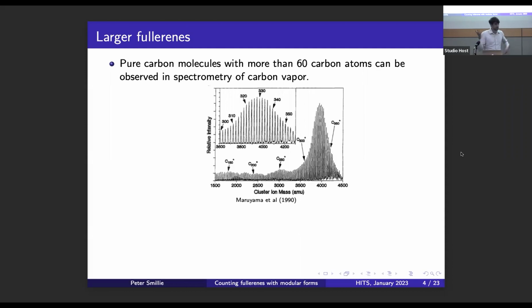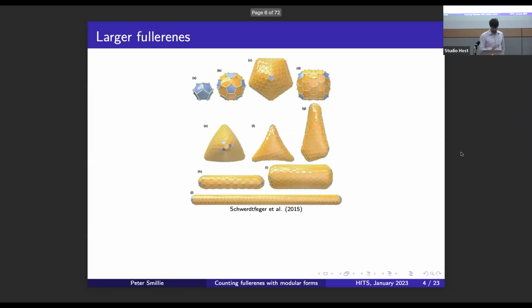So first question: what are they? What are these clusters of carbon with more than 60 carbons? And basically the answer is they look like this. These are pictures made by the Buckygen computer program of larger fullerenes, well, some smaller ones and some larger ones. Starting with the dodecahedron as A, the soccer ball we've seen before is B, and then they can get bigger and bigger. And this is really what I'm going to study as a mathematician, these pictures.